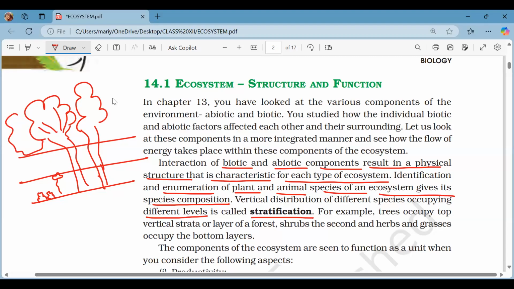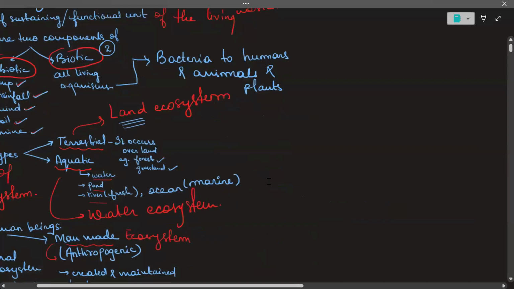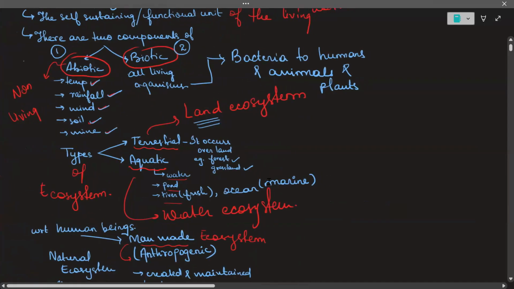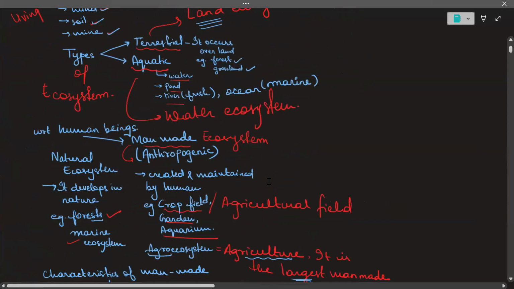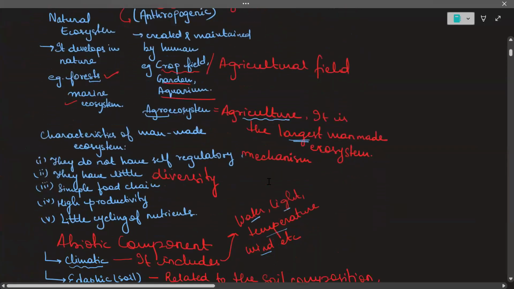Okay. Let me see. I had ecosystem notes also. Okay, can you see the screen? Yes, ma'am. Yeah, so we were talking about.